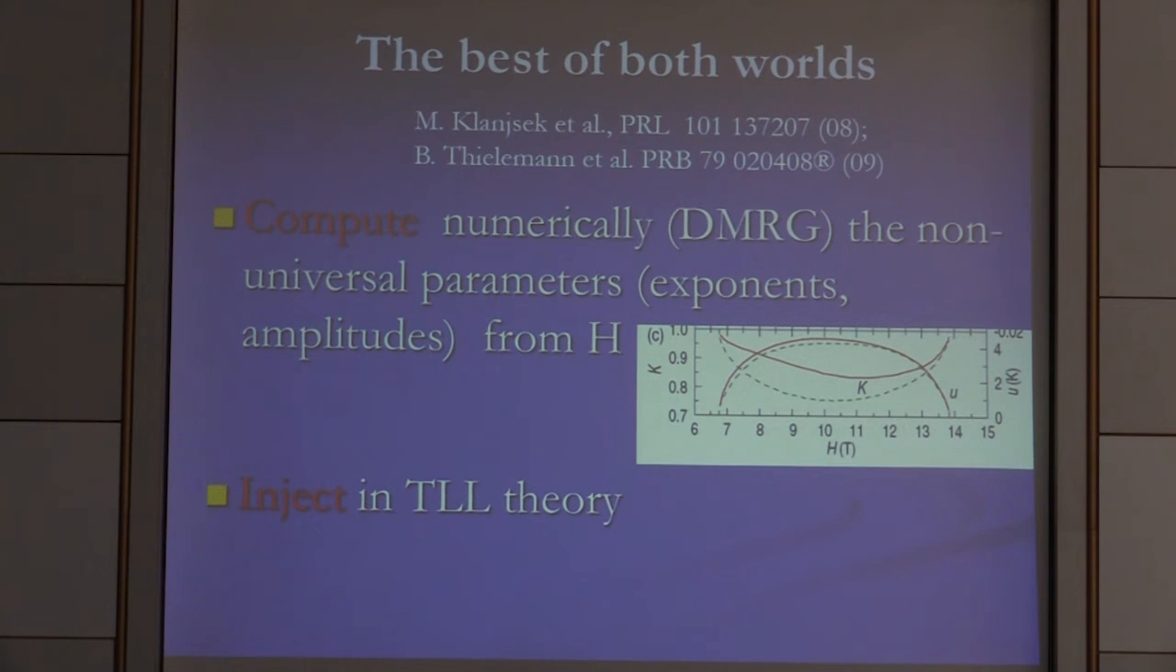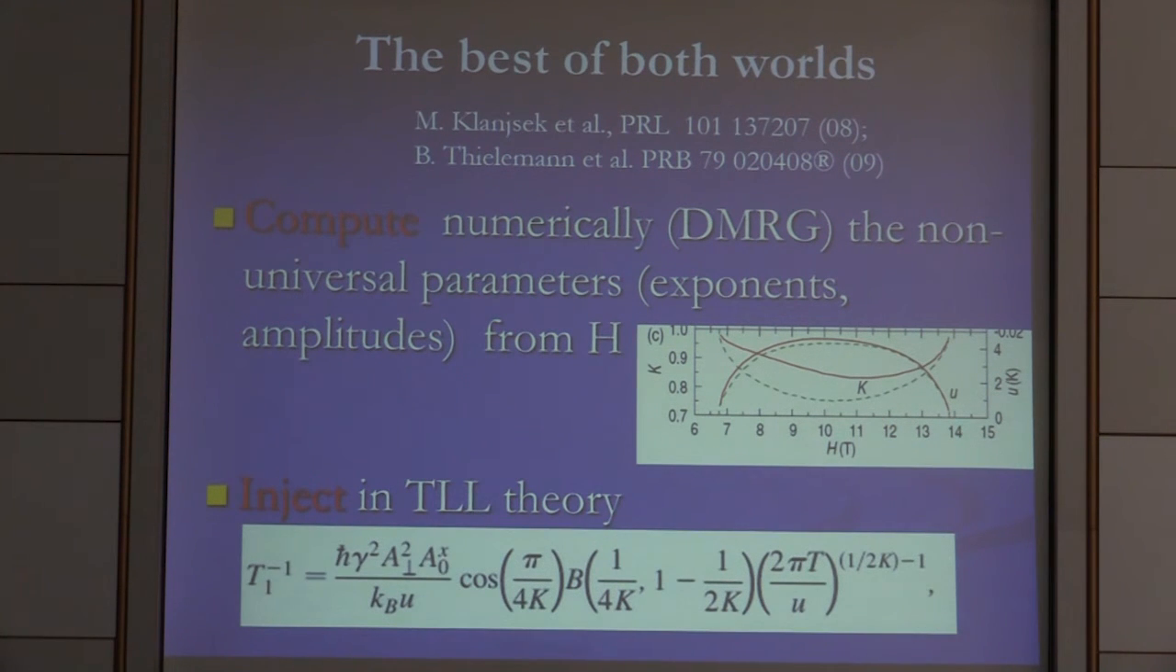Then we inject them in the analytic solution that the Tomonaga-Luttinger liquid theory provides us. For example, here is the NMR relaxation time, the so-called 1/T1, which is given analytically by this formula, except normally you don't know what K is, you don't know what U is, and so on and so forth. Here we know. So we start from the Hamiltonian, and without any approximation, we go to this formula. And then we can compare with experiments.